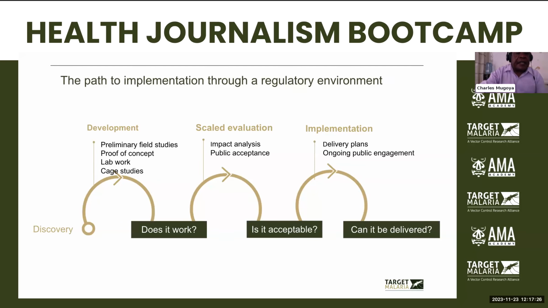That's where everything else starts, at the discovery of the concept. And then in the process of discovery, the first step is we have to do the development aspects of the research. And those aspects of the research are very, very important for regulatory startup points. So it involves the proof of concept, it involves laboratory work, it involves cage studies. And that informs the next stage.